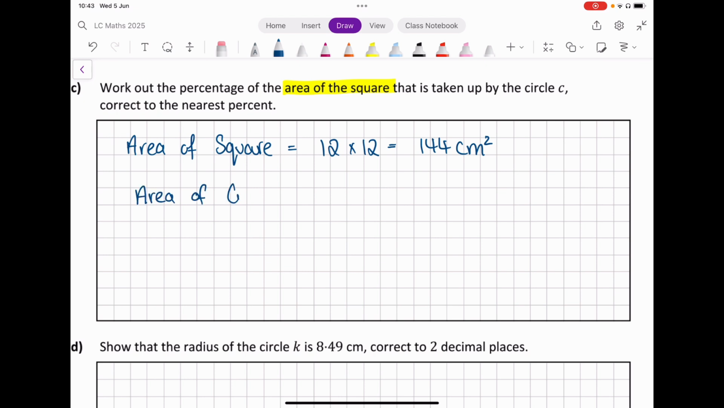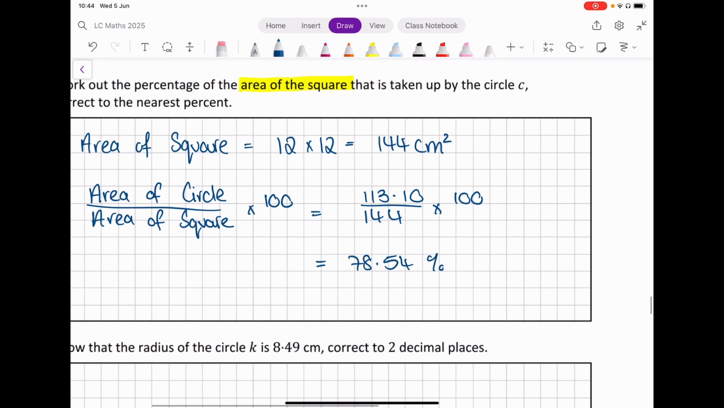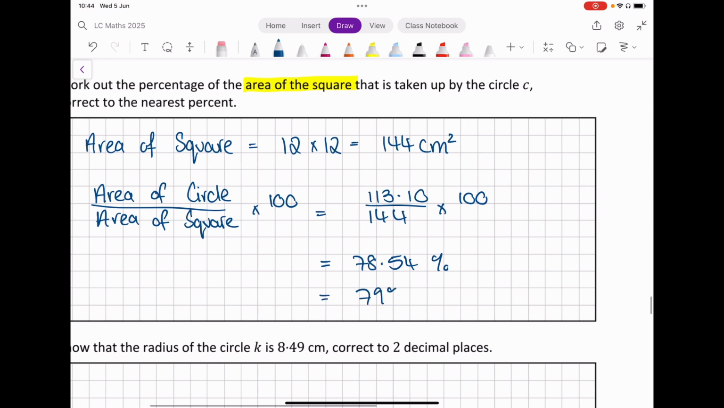And then they're looking for what percentage the circle takes up. So the area of the circle over the area of the square will give me that percentage if I multiply it by 100 over 1. So the area of the circle, we said above there, was 113.10 over 144 multiplied by 100, and that gives me 78.54%. And they want it to the nearest percent, so that is 79%.